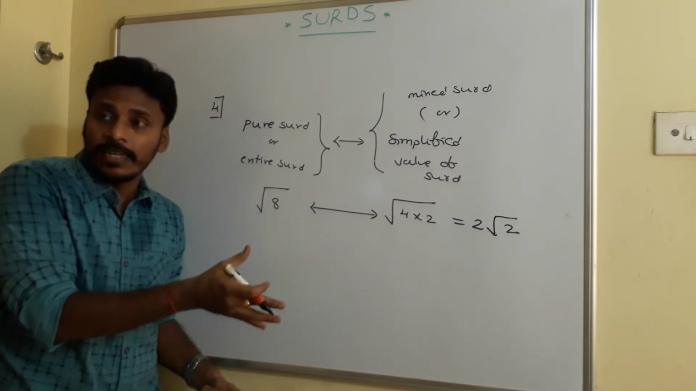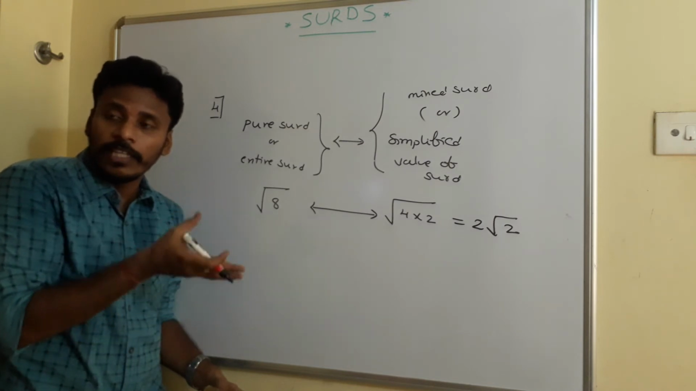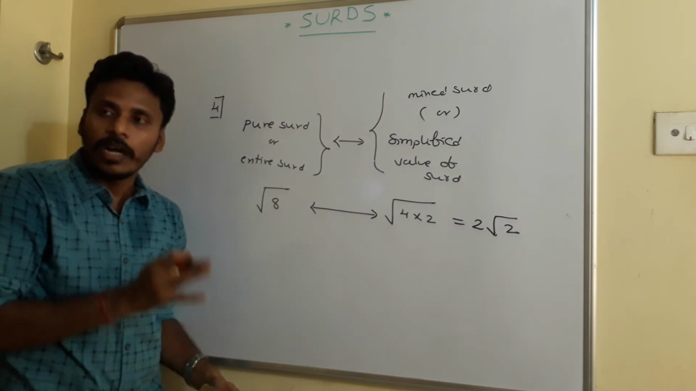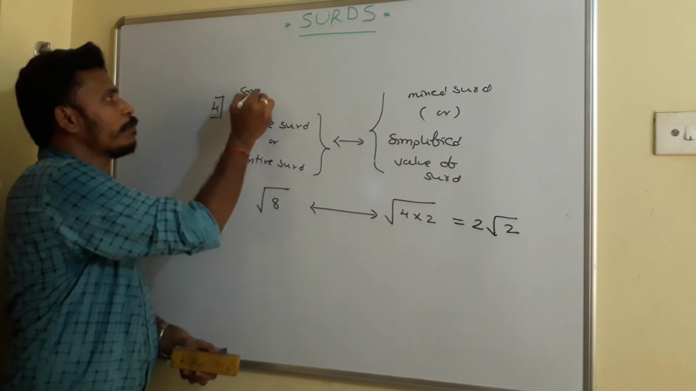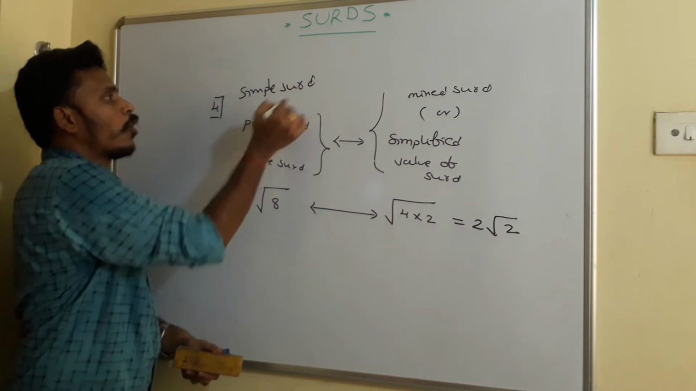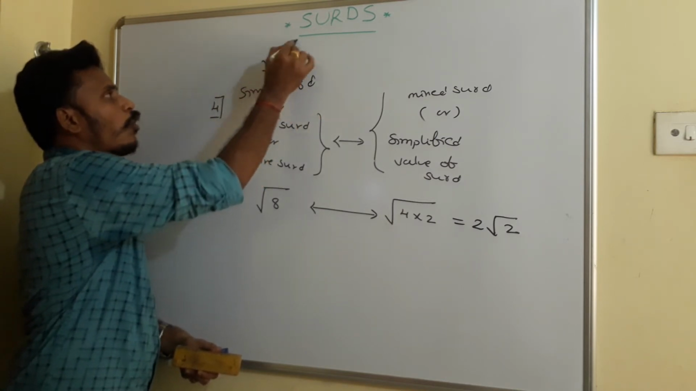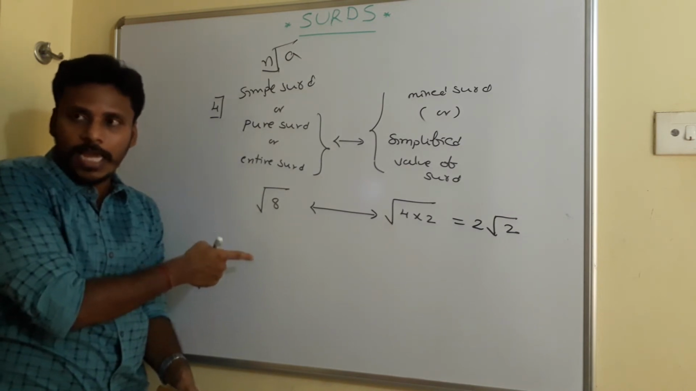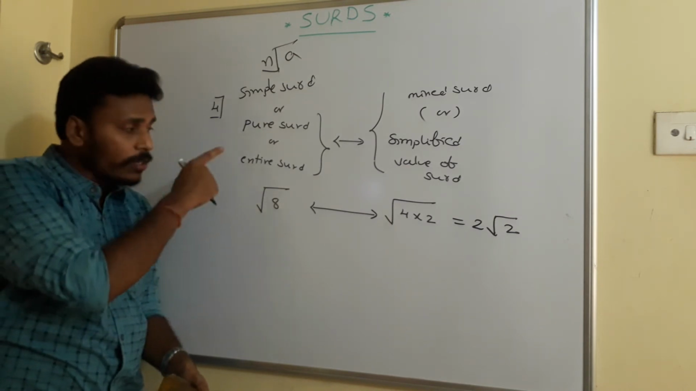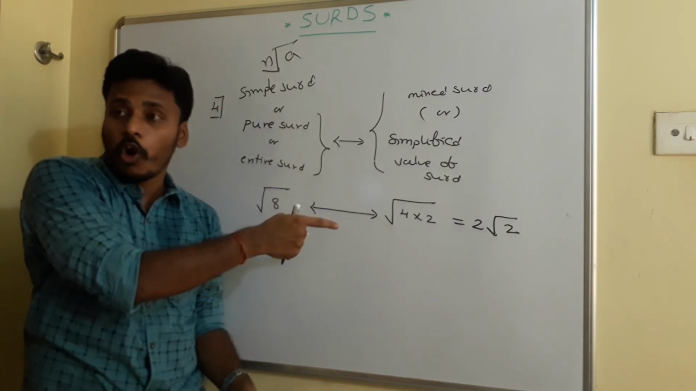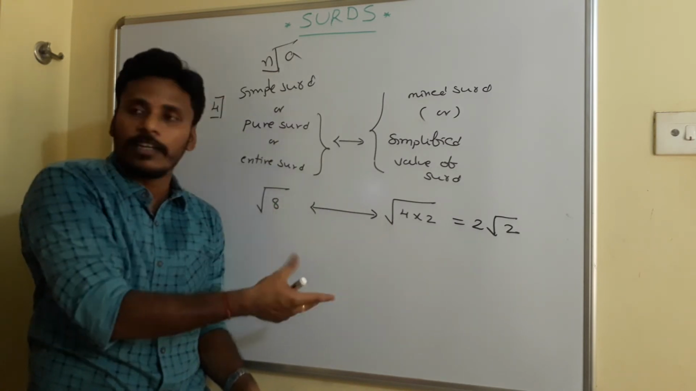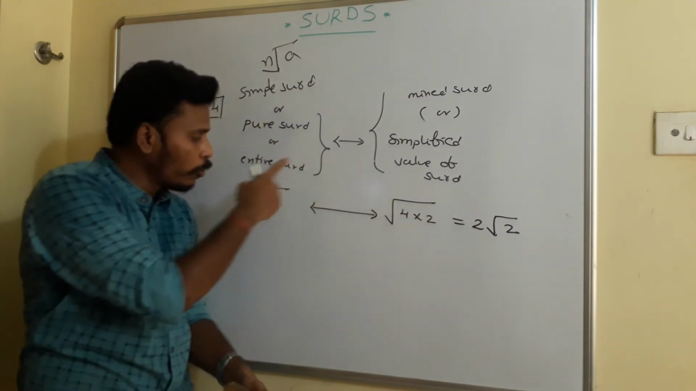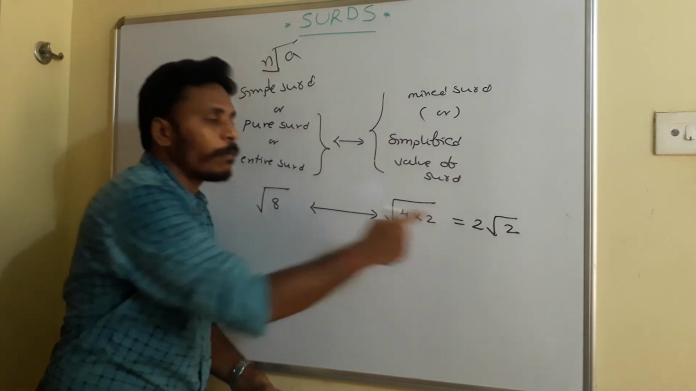Now entire surd, pure surd, if it is purely in the form of nth root of a, we call it a pure surd or entire surd, or sometimes we call it a simple surd also. Okay? If it is in the format of nth root of a purely. Since this root 8 is in that format, nth root of a, n is 2, a is 8. But on simplification, this is 2 root 2, but it is not a pure surd. It is not an entire surd because we have some irrational part also. So we call it the simplified value for this pure surd, or we call it a mixed surd.